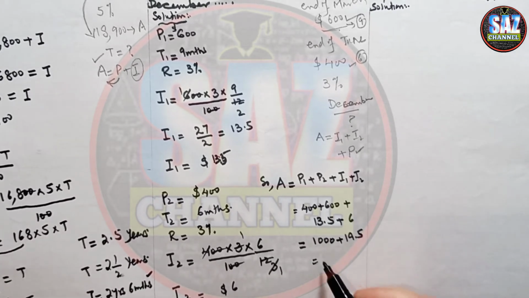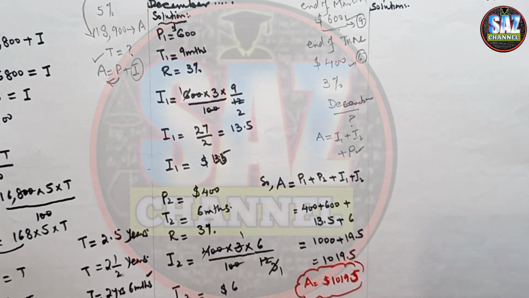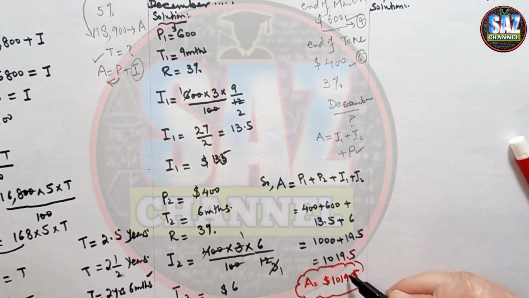This is 1019.5. So the amount that he will have at the end of December of the same year will be $1019.5. I hope you are clear about this question, and let me move quickly to the next question. Let me put a point here clearly because my point is mixed with 5. Let me put the decimal here.